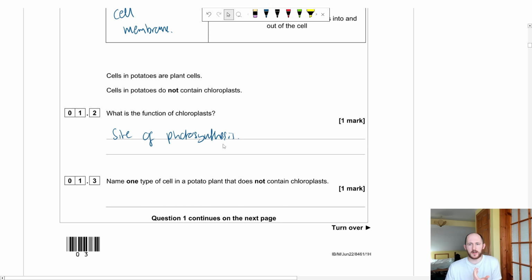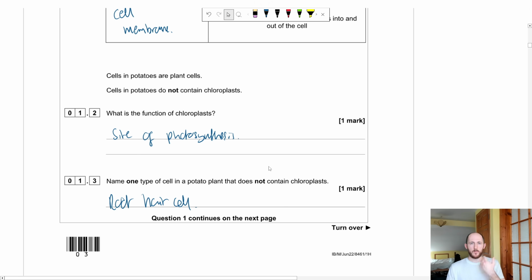You could also write something like to produce sugar or glucose, because that's what photosynthesis does. And you can also say absorbs sunlight. You can't just say, oh, it contains chlorophyll. That's not the function. That's just a property it has, an adaptation it has to help it with its function. So the actual function is photosynthesis, or produce glucose, or produce sugar, or absorb sunlight. One of those. Name one type of cell in a potato plant that does not contain chloroplasts. Well, you could say anything along the lines of a root hair cell.